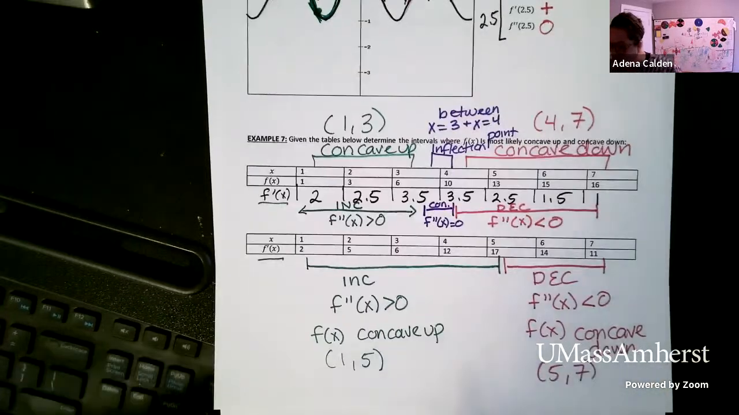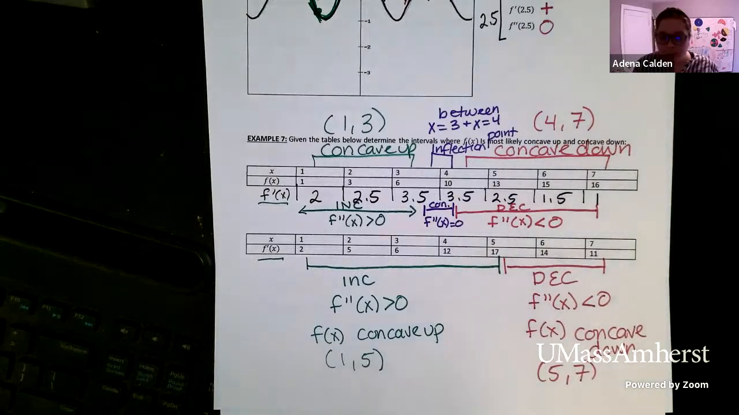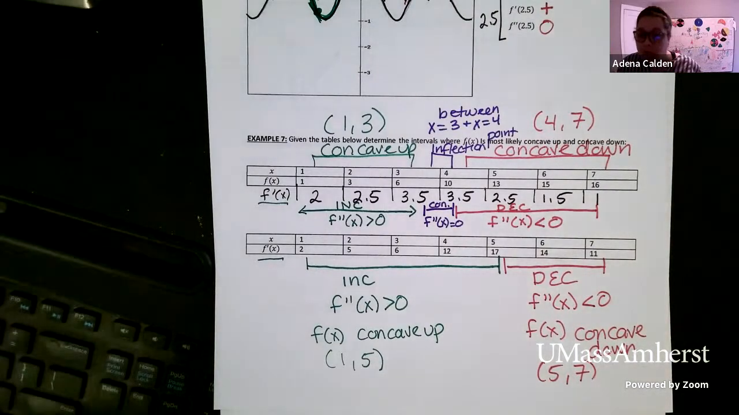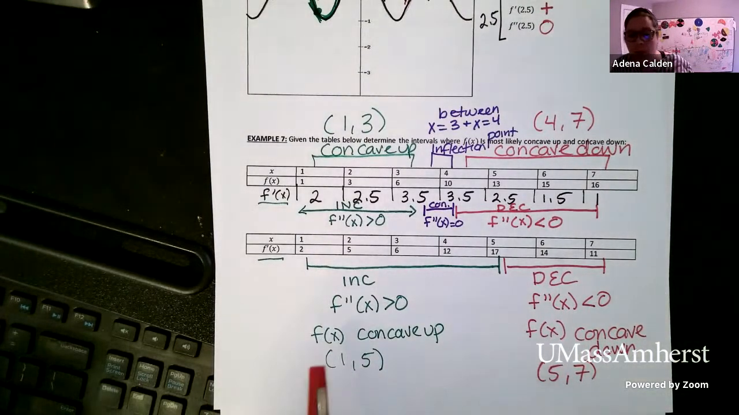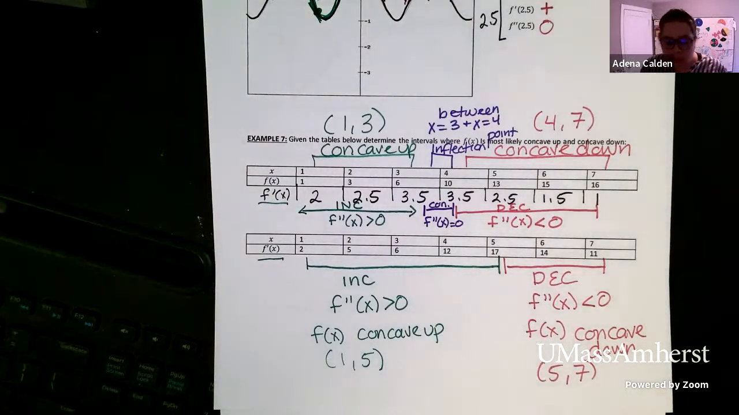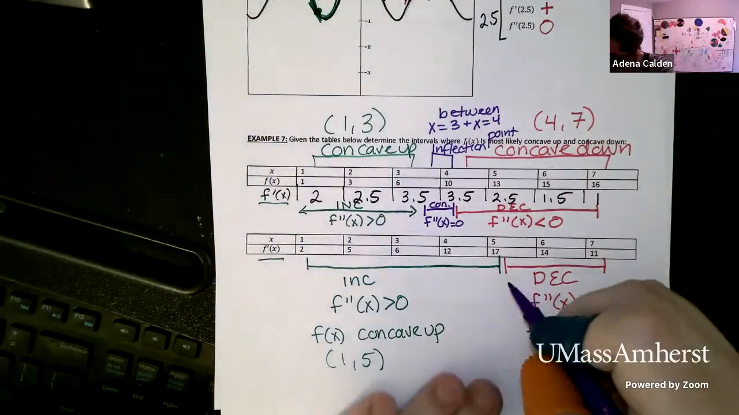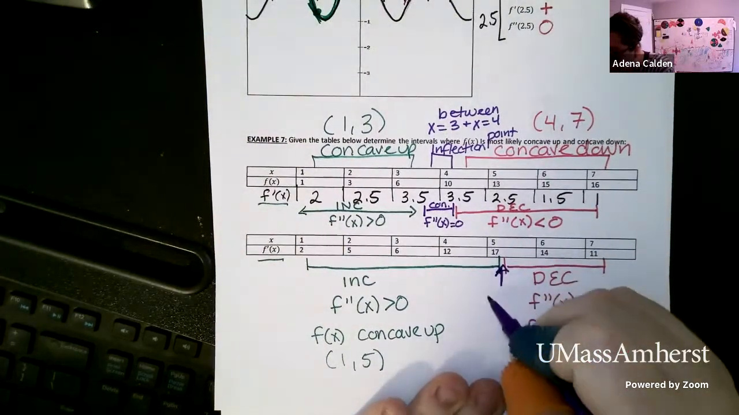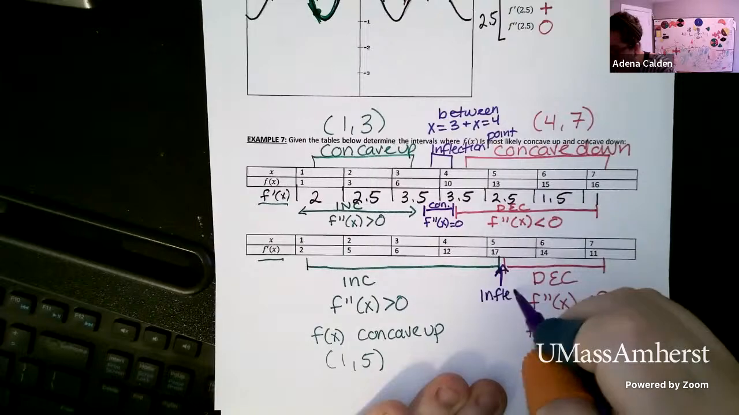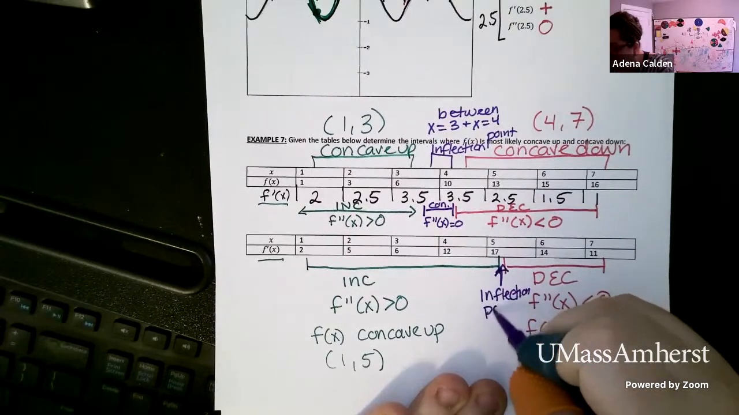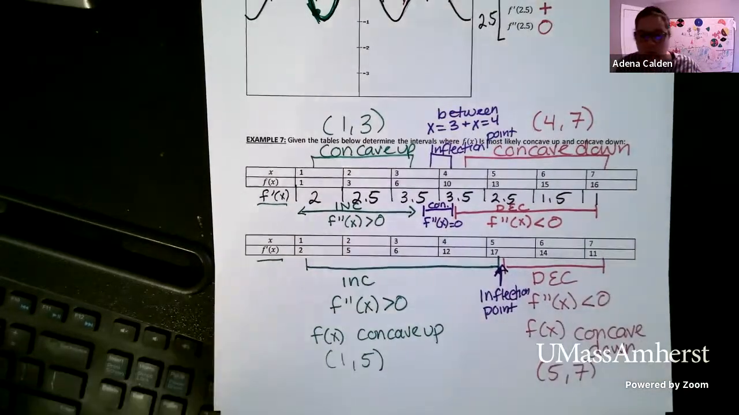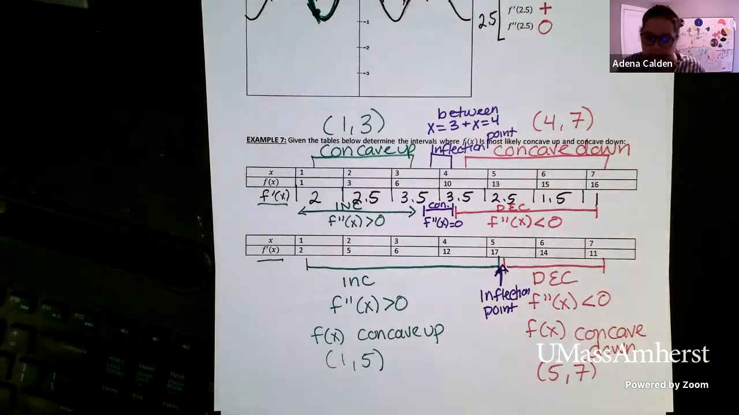Now notice that 5 shows up in both intervals, but I'm using open interval notation. So 5 is not included in either interval. And what that tells me is that 5 is the most likely place where I might have an inflection point, because that is where I changed from positive to negative.